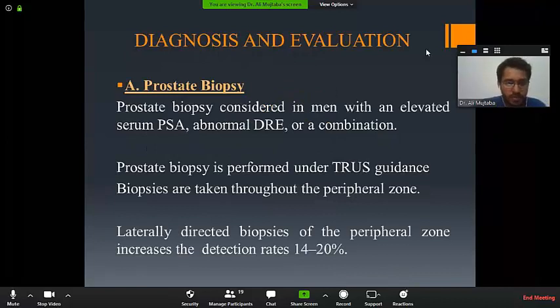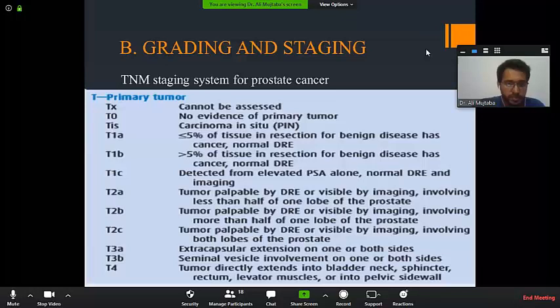Diagnosis and evaluation. First of all, prostate biopsy. Prostate biopsy is considered in men with elevated serum prostate specific antigen levels, abnormal digital rectal examination, or abnormal imaging. Prostate biopsy is performed under TRUS guidance. Biopsies are taken throughout the peripheral zone. Studies show that extended biopsy of the peripheral zone increases the detection rate by up to 20%. Grading and staging.